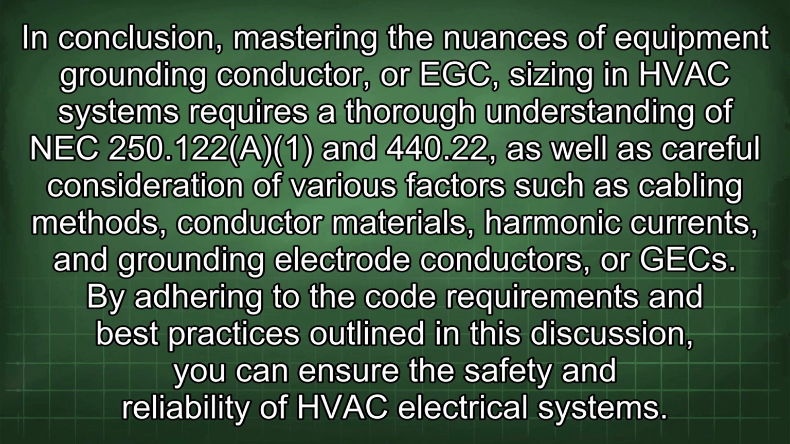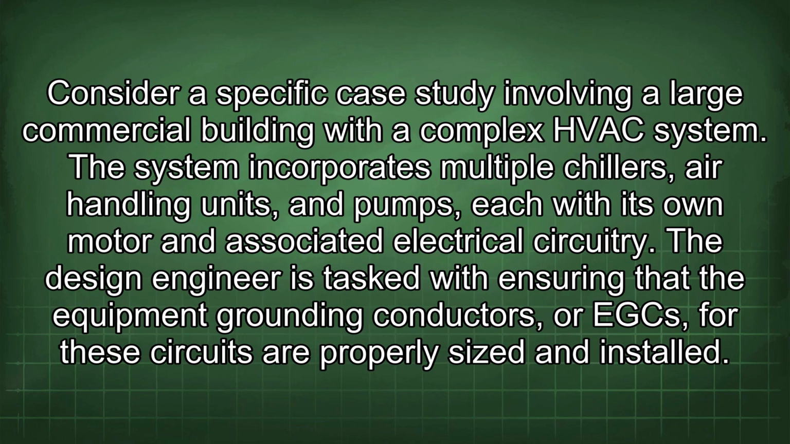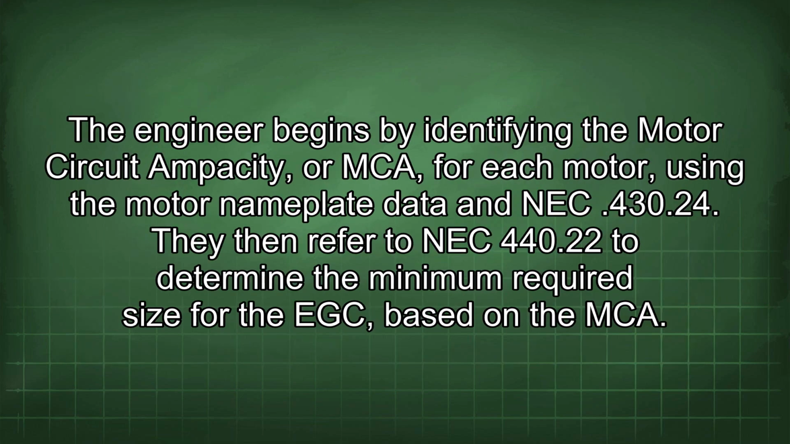of HVAC electrical systems. Consider a specific case study involving a large commercial building with a complex HVAC system. The system incorporates multiple chillers, air handling units, and pumps, each with its own motor and associated electrical circuitry. The design engineer is tasked with ensuring that the equipment grounding conductors, or EGCs, for these circuits are properly sized and installed. The engineer begins by identifying the motor circuit ampacity, or MCA, for each motor, using the motor nameplate data in NEC 430.24.